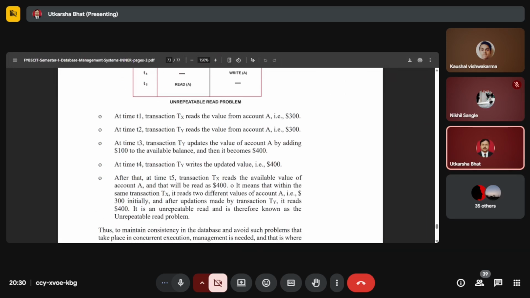After that, T5 transaction TX reads the value of account A, and that will be read as $400. It means that within the same transaction, TX reads two different values of the account: $300 initially, and after the transaction TY, it reads $400. It is an unrepeatable read and is therefore known as the unrepeatable read problem.